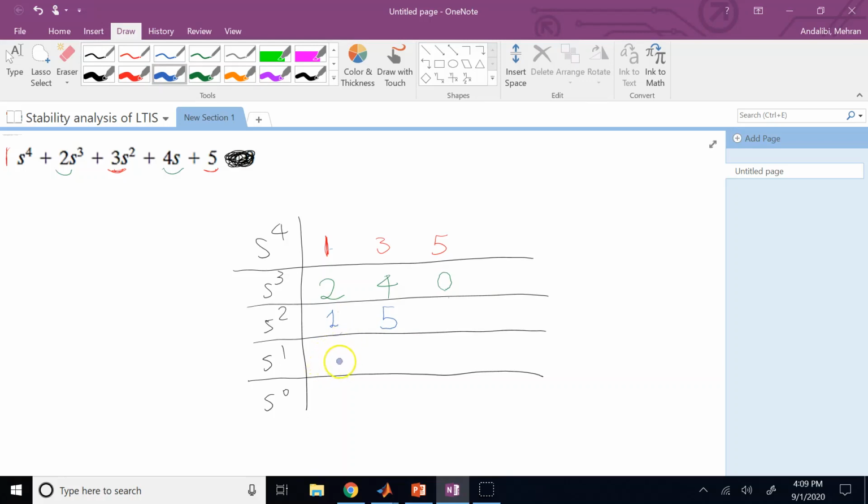Now, that's it. Now I come here. So when I come here, now I have to use this column and this column. So this number is going to be 1 times 4 minus 2 times 5 divided by 1, which is 4 minus 10 divided by 1, so it is going to be negative 6. Right? Negative 6. So let me write it.